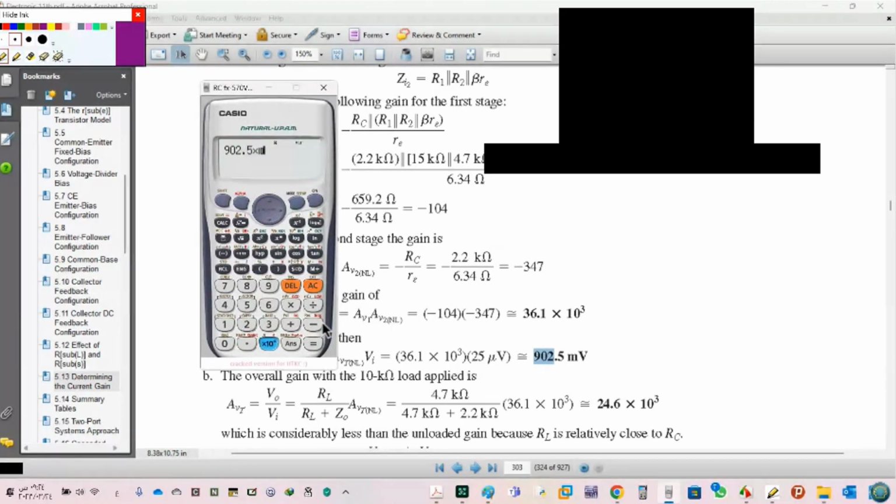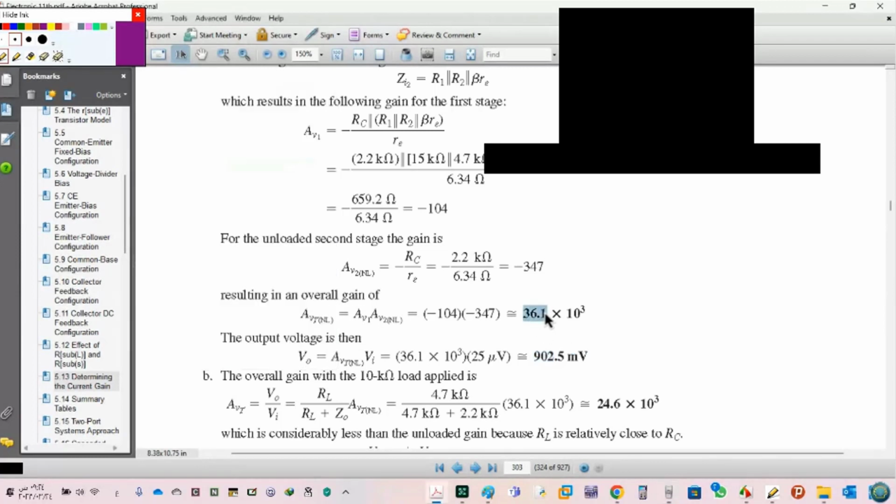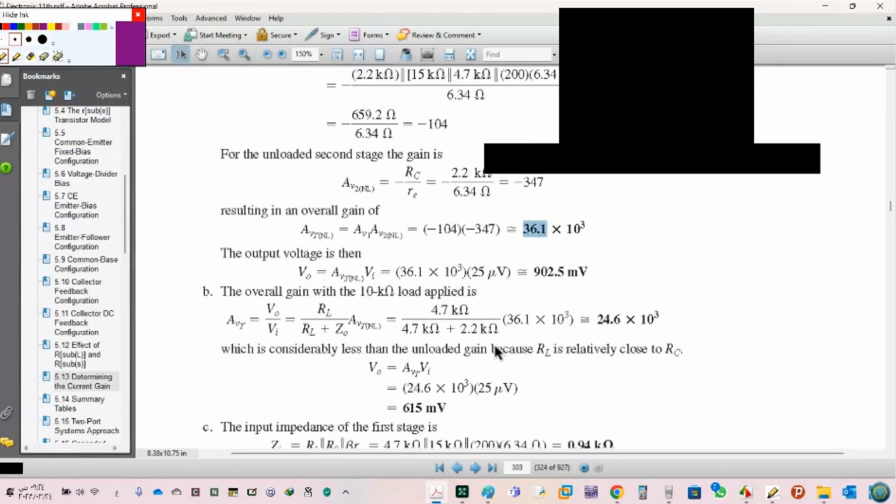2.25 exponential 3 divided by 25 exponential minus 6. So about 36 kilo amplifier. See this number. Big number. Sure, big number. So if I have 1 volt, it will be 36 kilovolt. It's a big number, not an easy number.